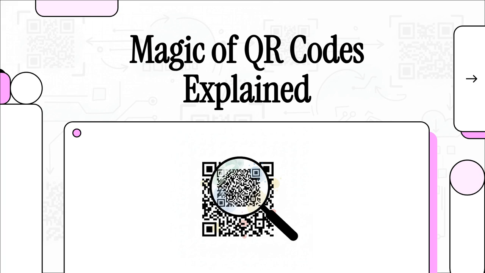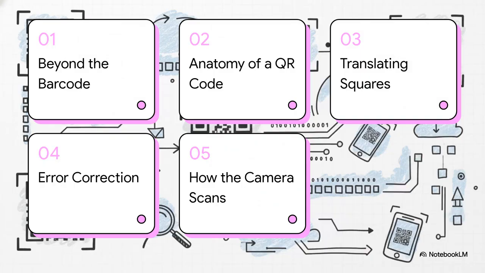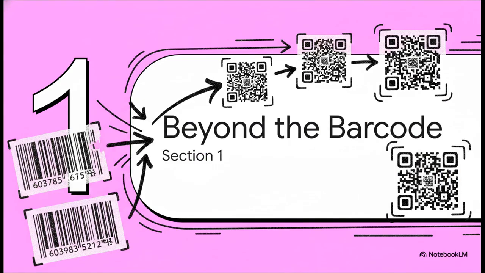Okay, let's dive right into this. So here's our roadmap for today. First, beyond the barcode. Second, anatomy of a QR code. Third, translating squares. Fourth, our secret sauce, error correction. And finally, number 5, how your camera scans it. Let's get to it. All right, Section 1, Beyond the Barcode.